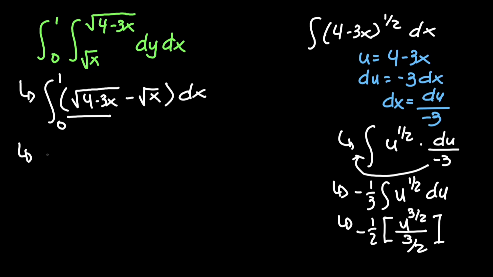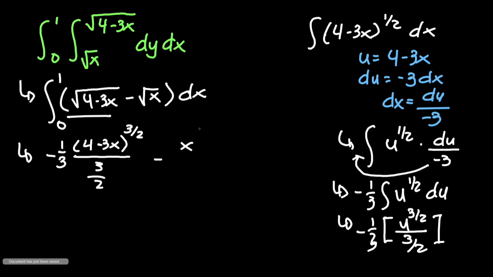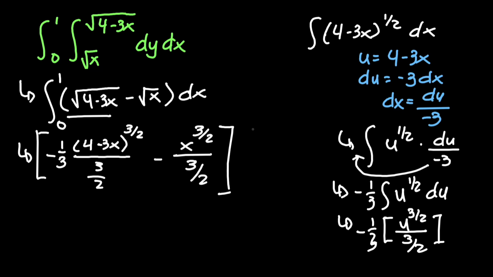Now this would be the value for this one. Negative 1/3, this should be 1/3, multiplied by u right here, which is 4 minus 3x raised to the power of 3/2 over 3/2. And subtract this by the integral of square root of x, which is x raised to the power of 3/2 over 3/2. And bracket this with the upper limit of 1 and lower limit of 0.